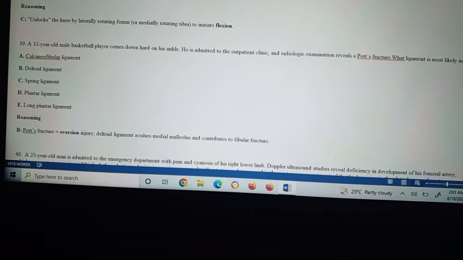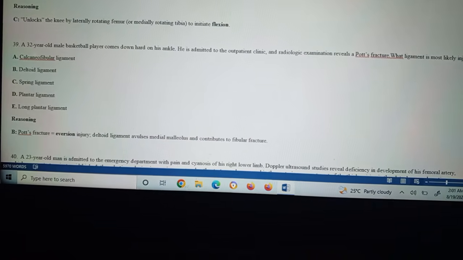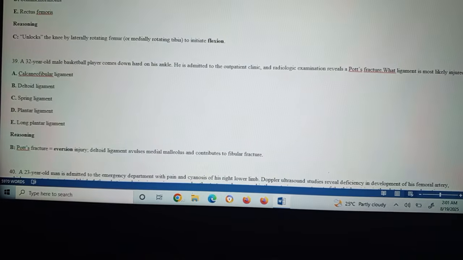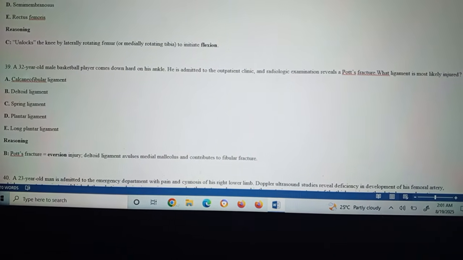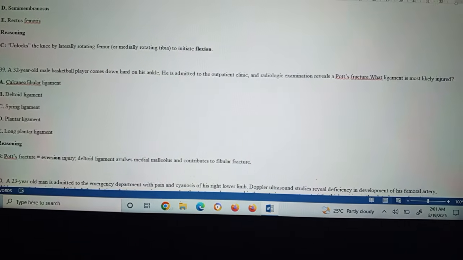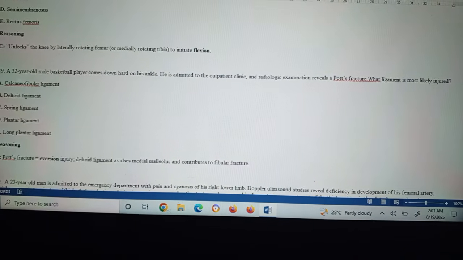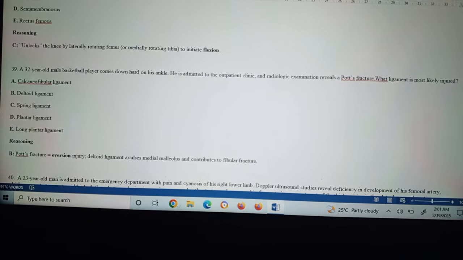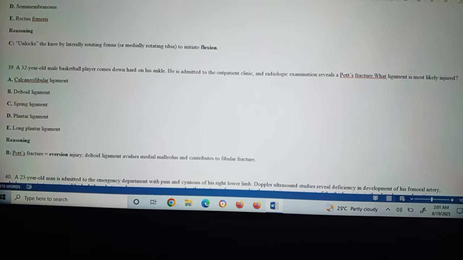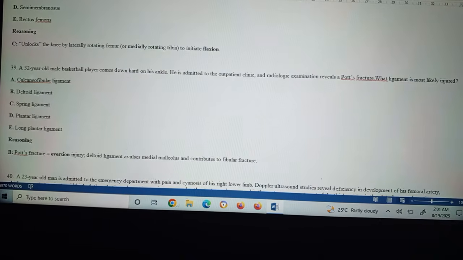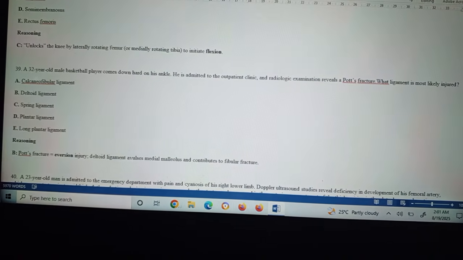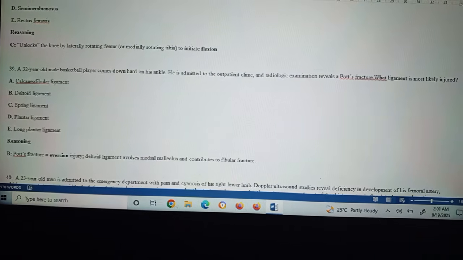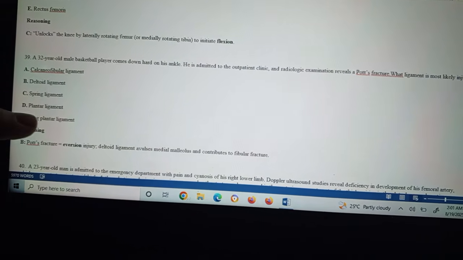Question number 39. A 32-year-old male basketball player comes down hard on his ankle. He is admitted to the outpatient department, and radiologic examination reveals a Pott's fracture. That is a very commonly asked question. Which ligament is most likely injured? Calcaneofibular ligament, deltoid ligament, spring ligament, plantar ligament, long plantar ligament. Reason: Pott's fracture is an eversion injury. The deltoid ligament avulses the medial malleolus and contributes to the fibular fracture.